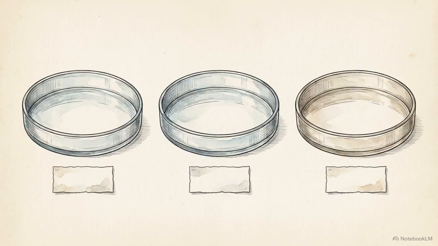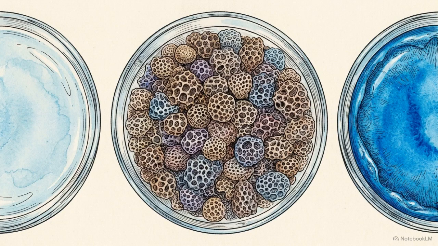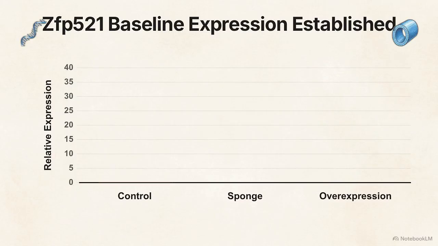To find out, researchers isolated a specific molecule called microRNA 29B. They set up 3 test conditions: a normal control group, a microRNA sponge group engineered to competitively bind and inhibit the microRNA, and a group engineered to overexpress it. This bar graph displays the relative expression levels of ZFP521, a marker gene for neural tube epithelial differentiation.